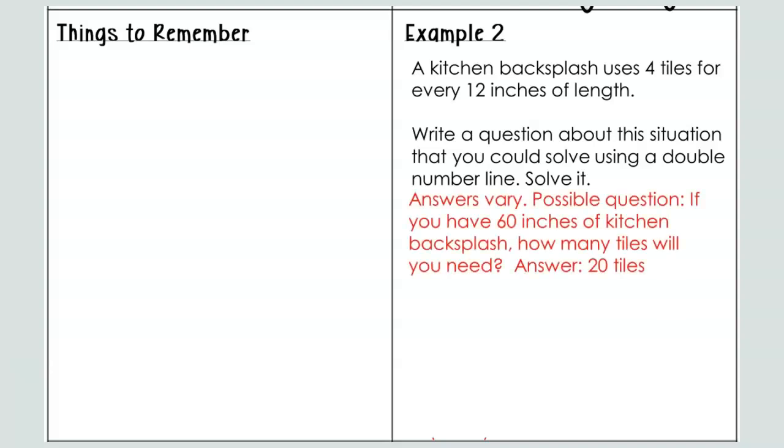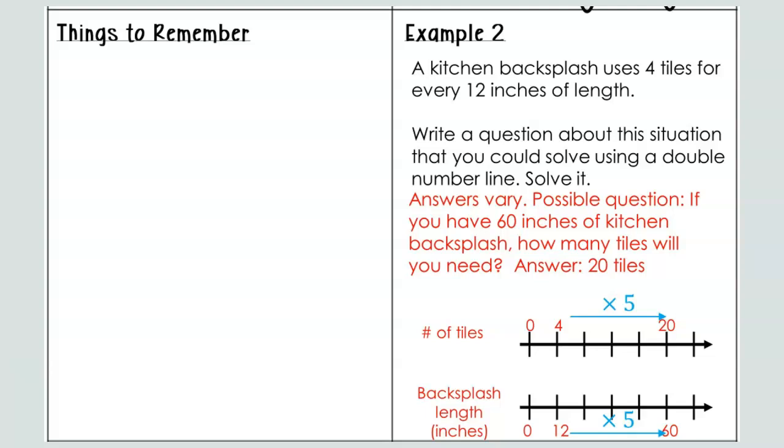Here's an example. If you have 60 inches of kitchen backsplash, how many tiles would you need? I would have to make a double number line and figure out that from 12 to 60 is times 5, so I'm doing the same thing for the number of tiles. 4 times 5 is 20, so I would need 20 tiles in order to cover 60 inches.